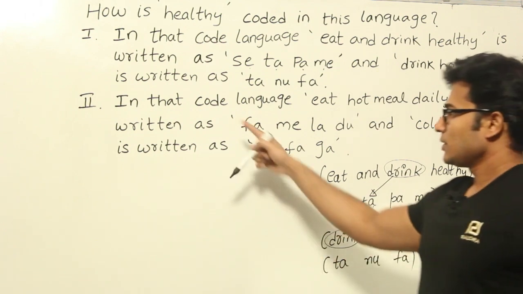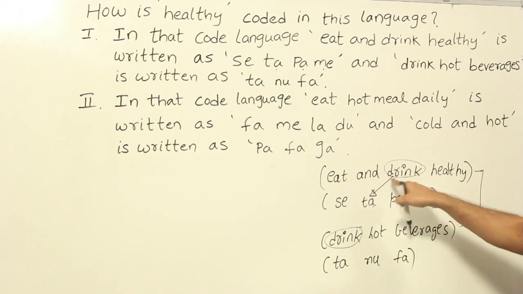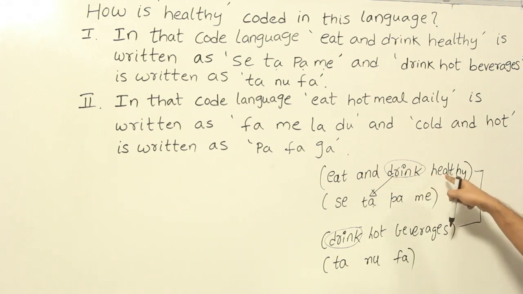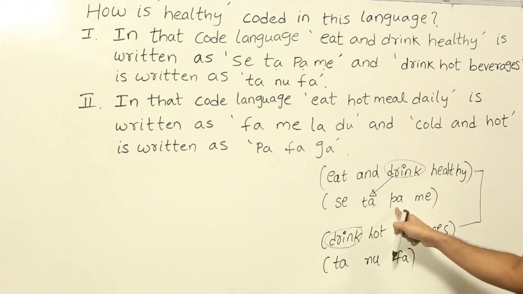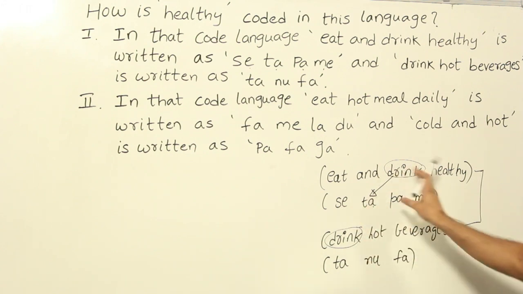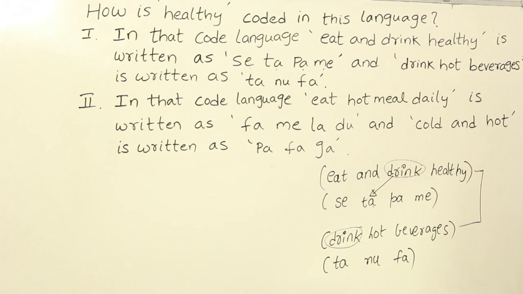Okay, and now statement number 2. Therefore, by using statement number 1, you will definitely not be able to say what "healthy" corresponds to. It can be this word or this word or this word, which we don't know, and according to the data I will not be able to derive anything further, right?